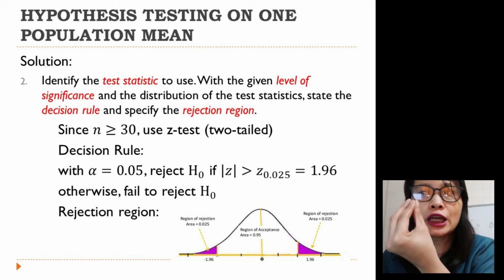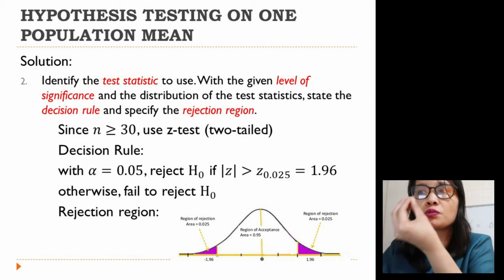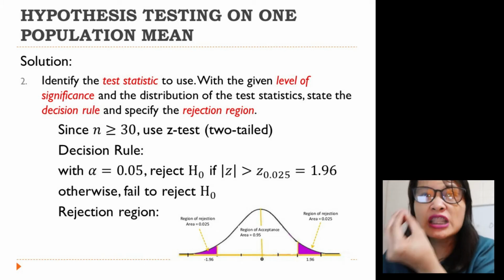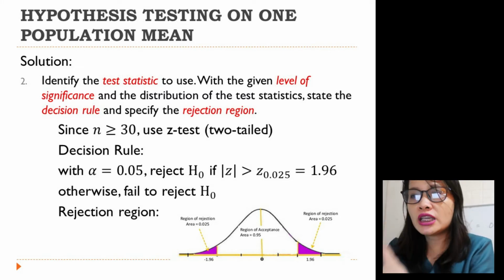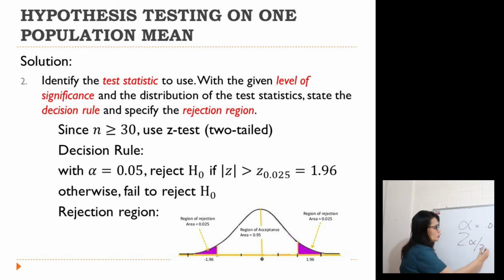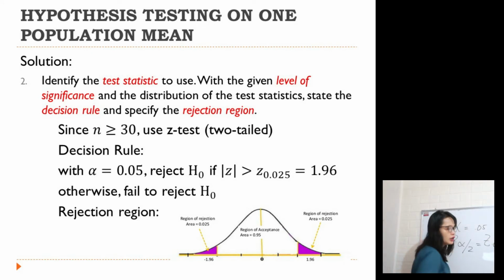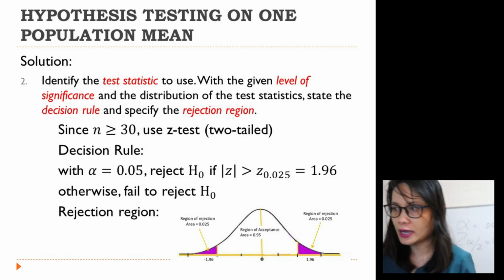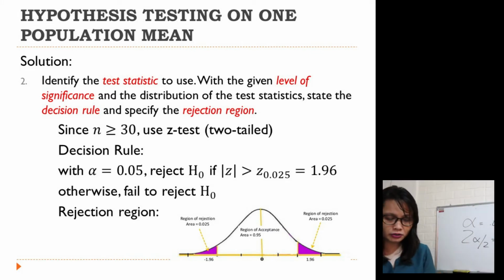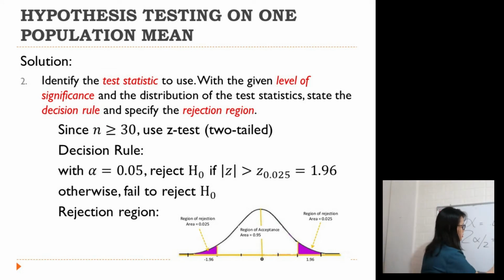Okay, so reject HO if the absolute value of Z is greater than or equal to Z alpha over 2. Ano ba yung alpha na given? 0.05, diba? So that will be Z alpha 0.05 over 2. What is 0.05 divided by 2? 0.05 divided by 2, that is 0.025. So this will become Z 0.025.